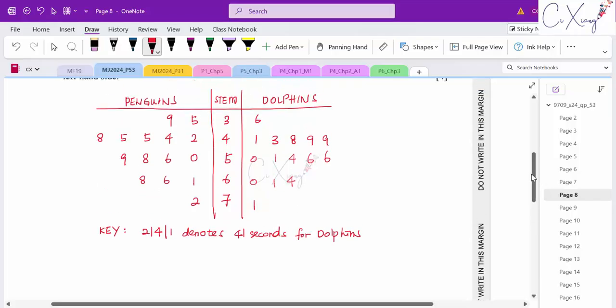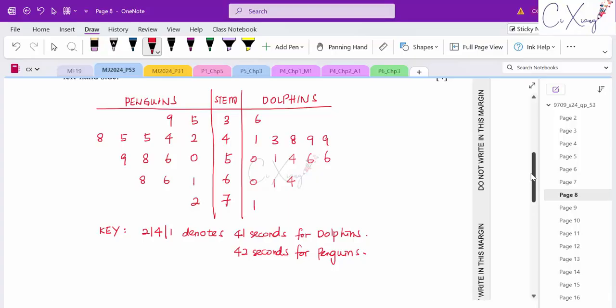Okay, then 42 seconds for Penguins. So this is basically how we get the back-to-back stem and leaf diagram for these two swimming clubs.